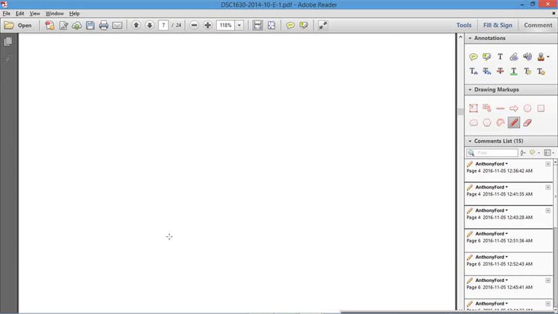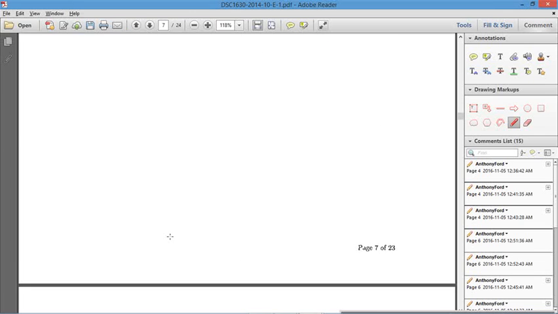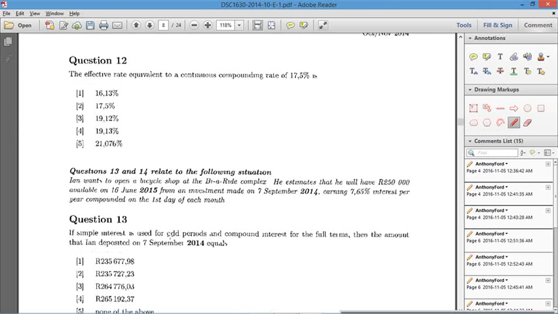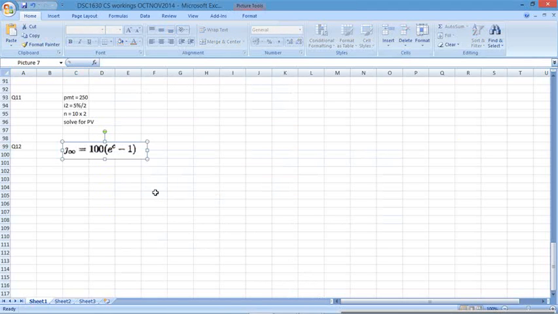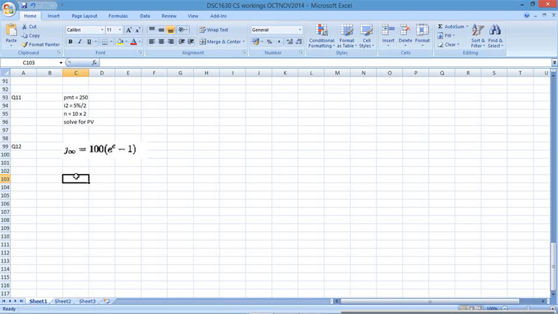Okay guys, question number 12. The effective interest rate equivalent to a continuous rate. So now we're looking at the effective annual interest rate compared to the continuous. Again, go to the formula sheet. If it's effective, it'll be J to infinity, because it's never ever going to end, because this is continuous compounding. So you've got very small periods that are going to be running over a period of time.